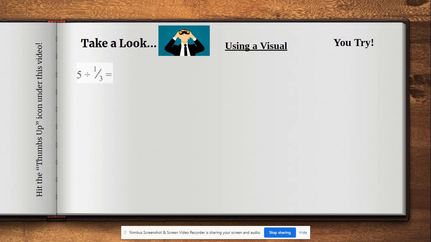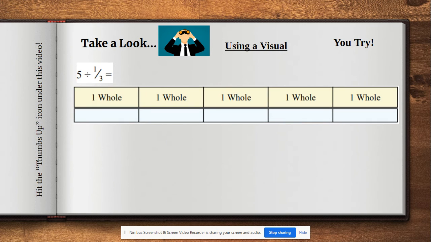Using a visual, we have 5 divided by 1/3. How would that look? So I want you to pause this video and try that now. Hopefully you were able to, of course, pause the video and try this out. 5 divided by 1/3. How many 1/3s would we have in 5 wholes? So if you have something like that, you're off to a great start.